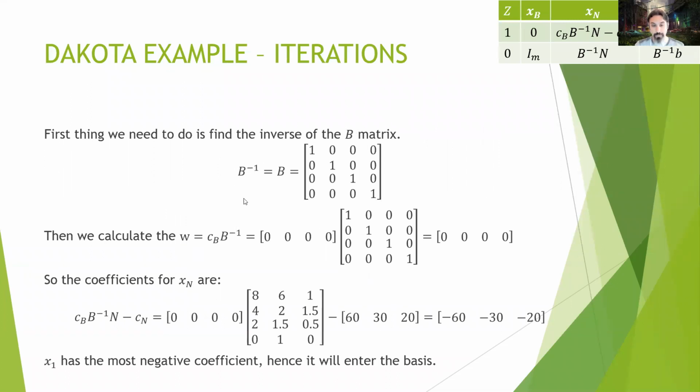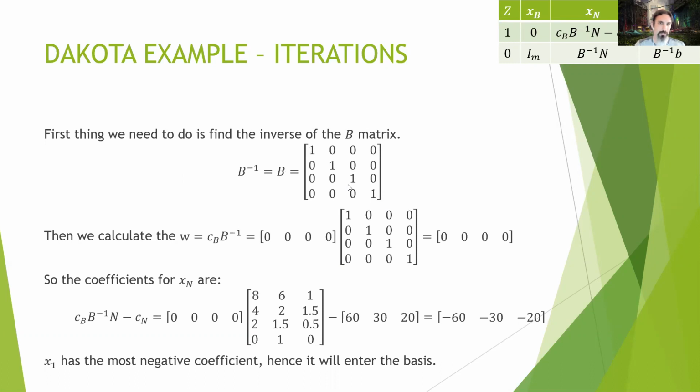Oh, okay. One more thing before we start the iteration: of course, we need to see the inverse of B so that we can make the calculations. But as B is the identity matrix, the inverse will be the identity matrix anyway, so it won't change.